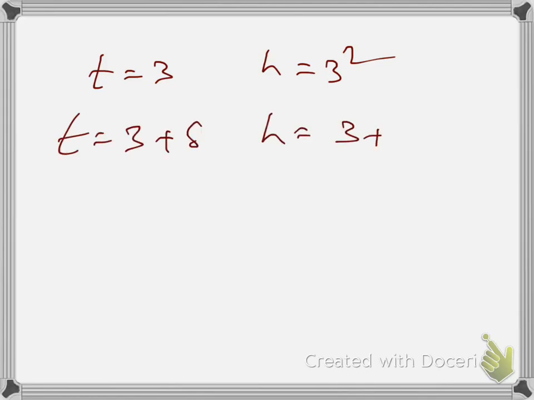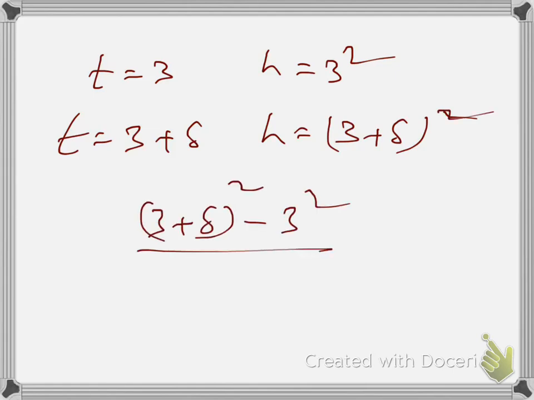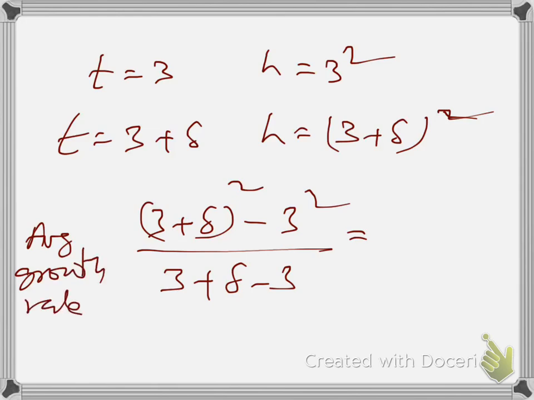So at 3 seconds, height is 3 square. At 3 plus delta seconds, height is (3 plus delta) square. So change in height, that is (3 plus delta) whole square minus 3 square, by change in time, 3 plus delta minus 3. If you simplify this, the numerator is average growth rate from 3 to 3 plus delta seconds. The numerator is (6 plus delta) into delta by delta. Don't cancel delta right now.